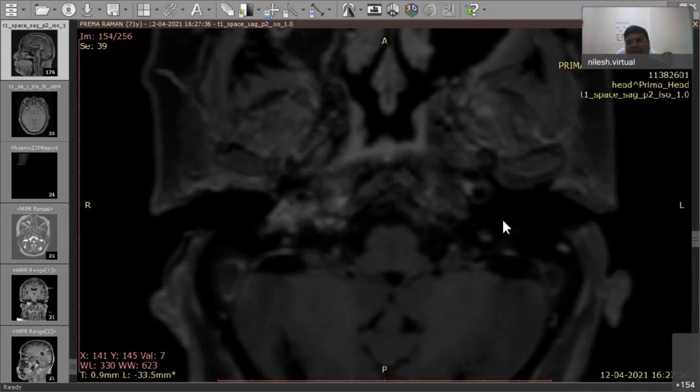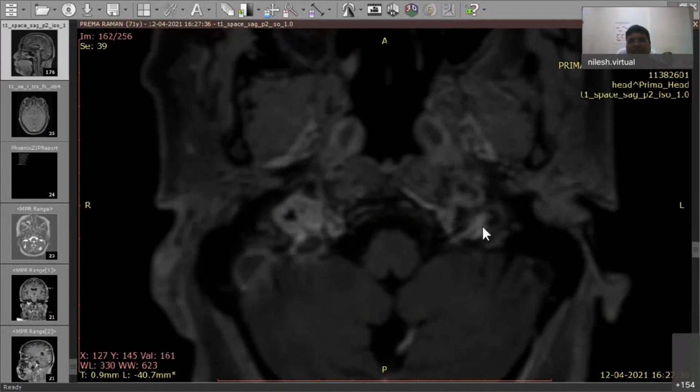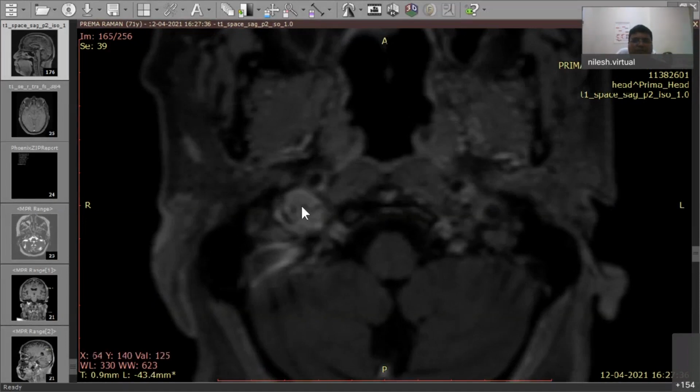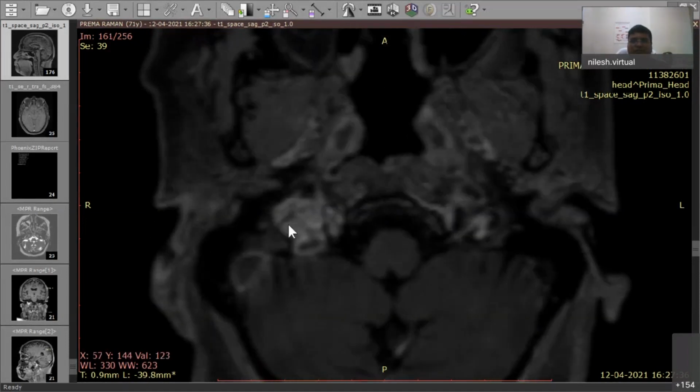You can see the opposite side, there is not much contrast uptake. There is just flow void of the internal carotid artery and the internal jugular vein. But on this side you can see there is a lot of contrast uptake in the jugular foramen area.